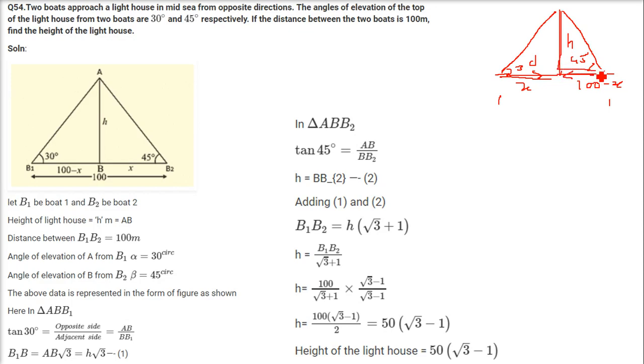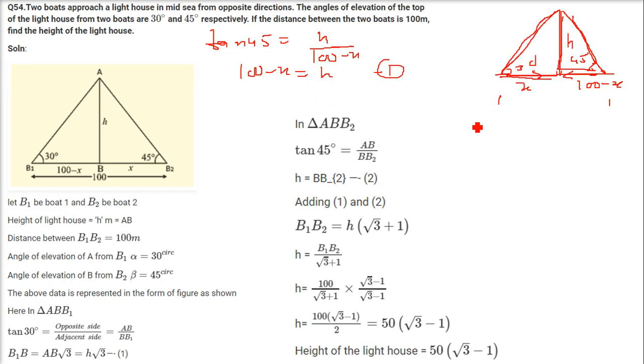So I'm taking this triangle first. tan 45 degree will be h by 100 minus x. Since tan 45 is 1, 100 minus x is equal to h. This is our first equation. We are going to use it somewhere.